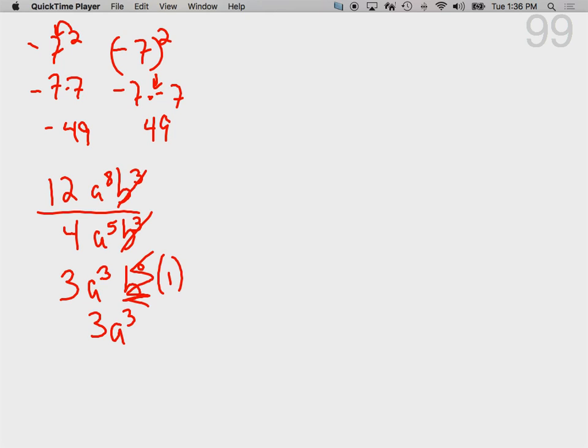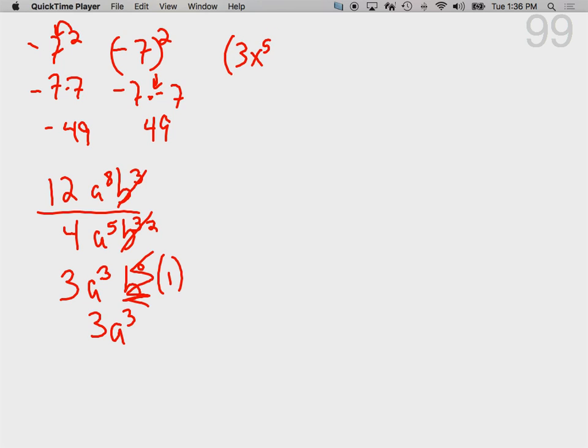If I subtract exponents, 3 minus 3 is 0. It's not 1. If this was a 2, then I would put b to the 1. Okay. Next up. We did great on this one too.